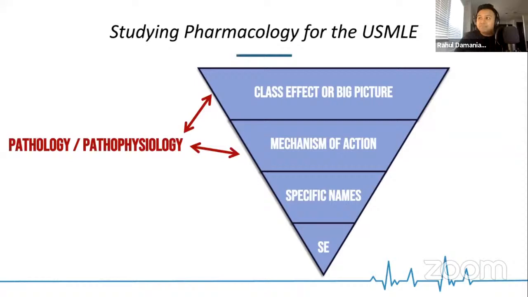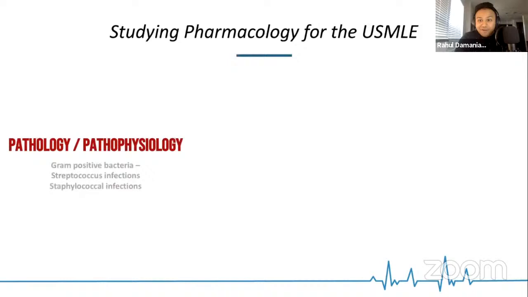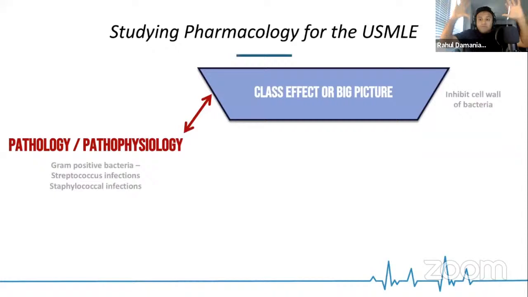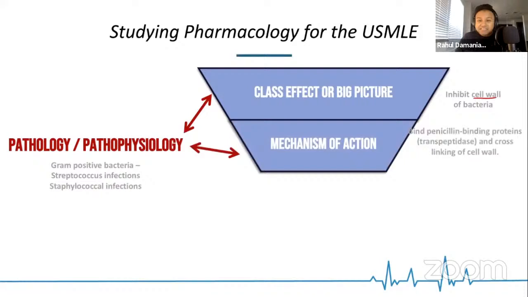So let's go ahead and take an example. For example, today we're going to be talking about gram-positive bacteria, staph and strep. They cause your skin and soft tissue infections. And the big picture of the antimicrobials that cover staph and strep is that they inhibit the cell wall of the bacteria. Specifically, what these penicillin agents do is they bind penicillin binding protein, which is going to be a transpeptidase, and they inhibit the cross-linking of the cell wall.